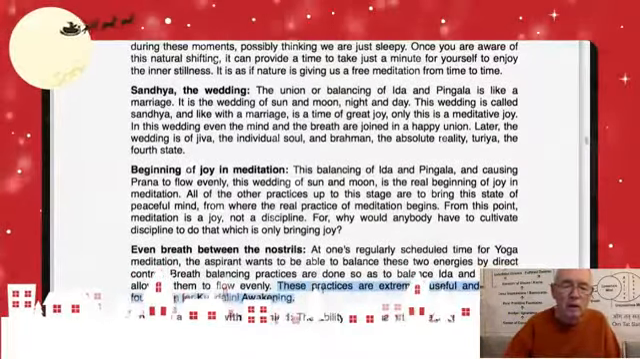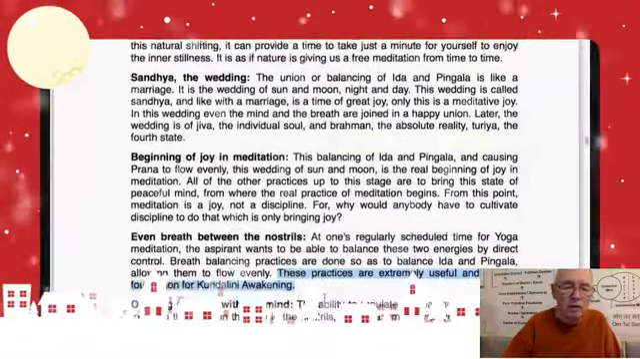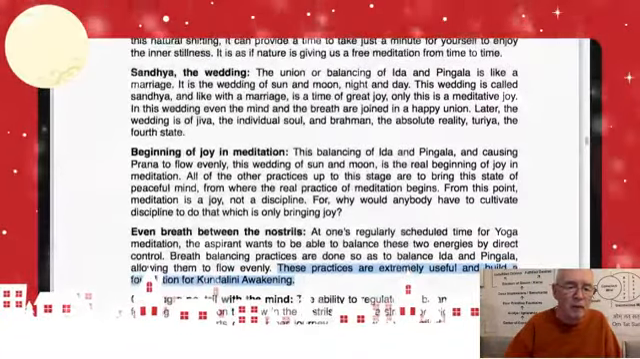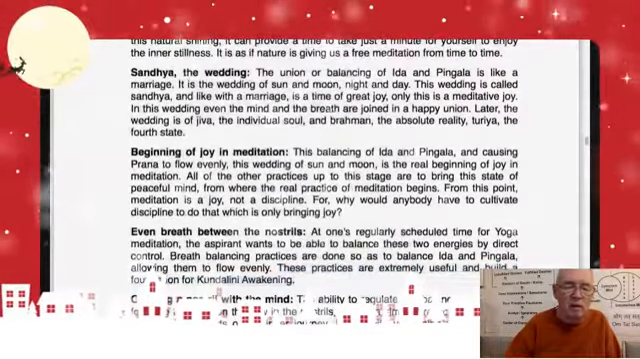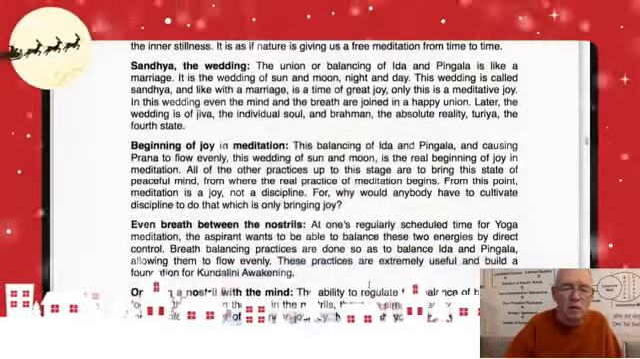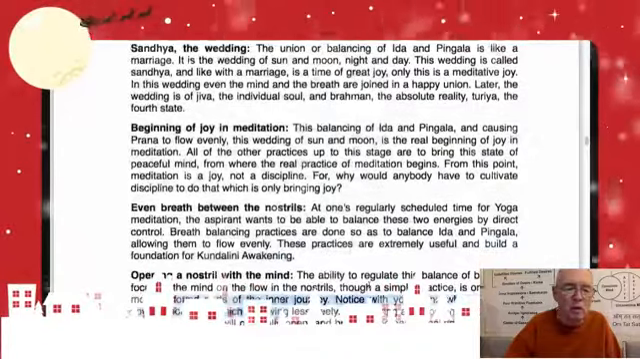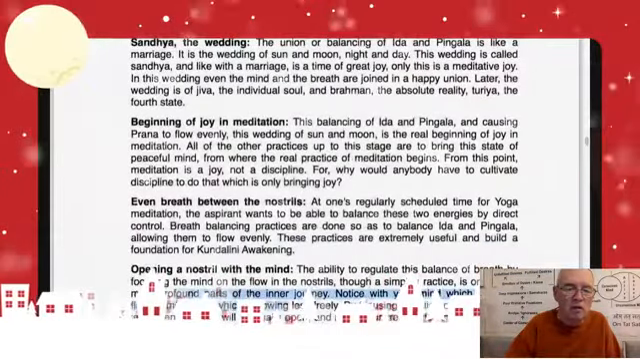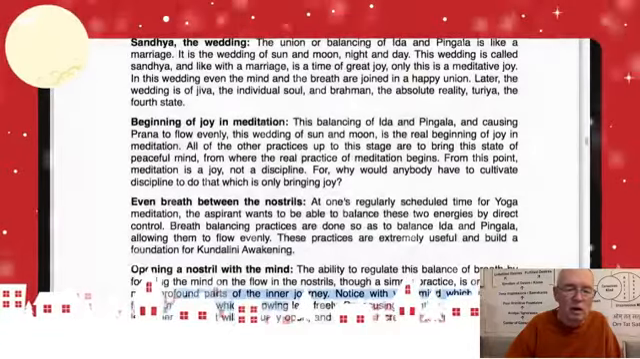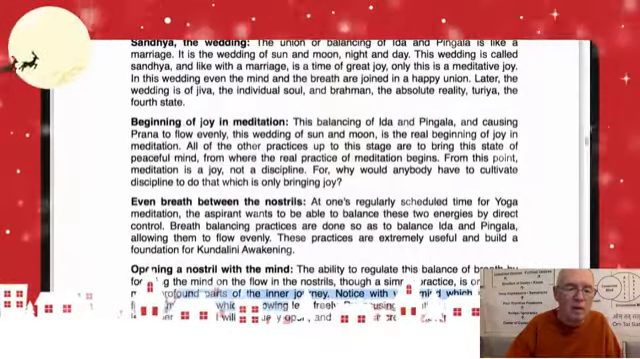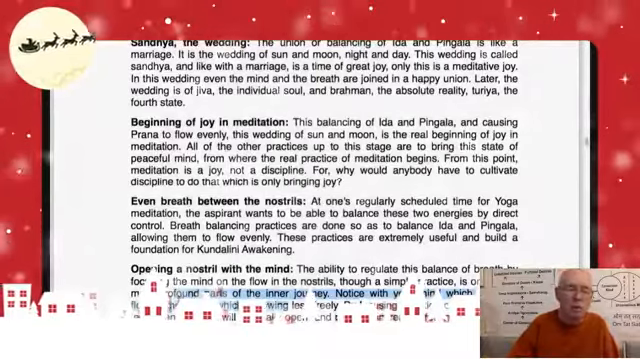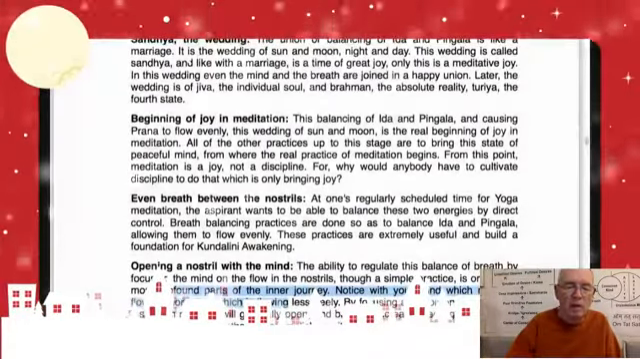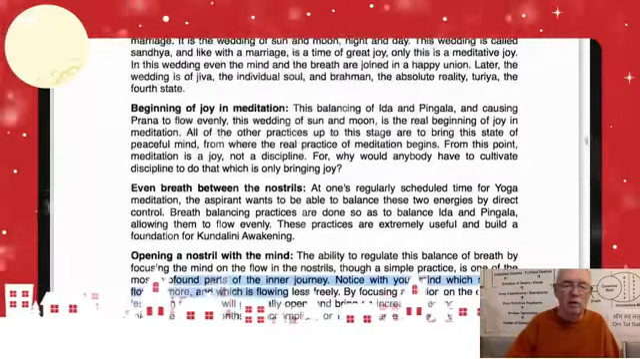The ability to regulate the balance through a simple practice is one of the most profound parts of the inner journey. It's unbelievable. It's too simple. Notice with your mind which nostril is flowing more and which is less. By focusing attention on the closed nostril, or the less open nostril, sometimes a person says, well, they're both open, but which one's less, it will gradually open and bring an increased feeling of calm.